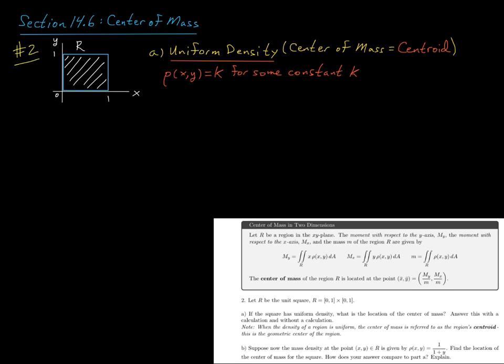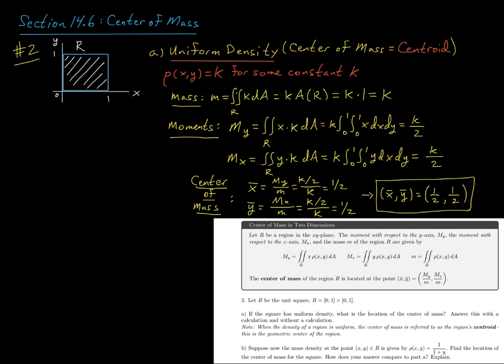Now, of course, to do the calculations, first note that since we're assuming uniform density, that just says the density function rho is equal to k for some constant k. And so our mass calculation would just be the double integral over our region of that constant. And notice if I just integrate a constant dA over a region, that's just going to give you k times the area of that region. And since we're integrating over a unit square, that area is 1, so the mass here would just be k.